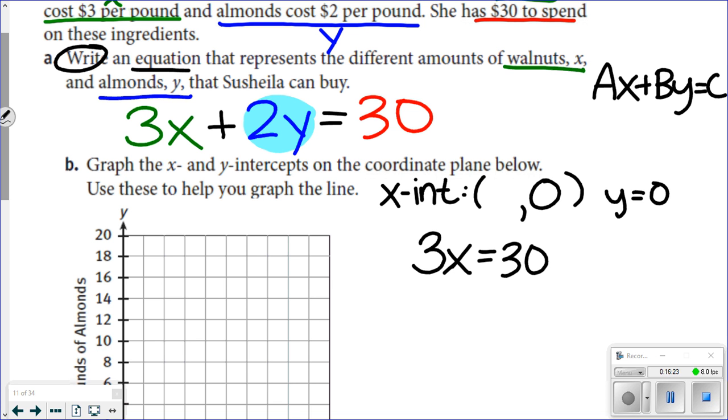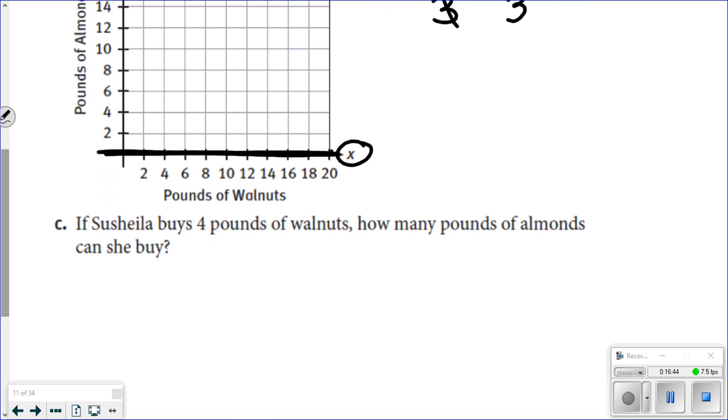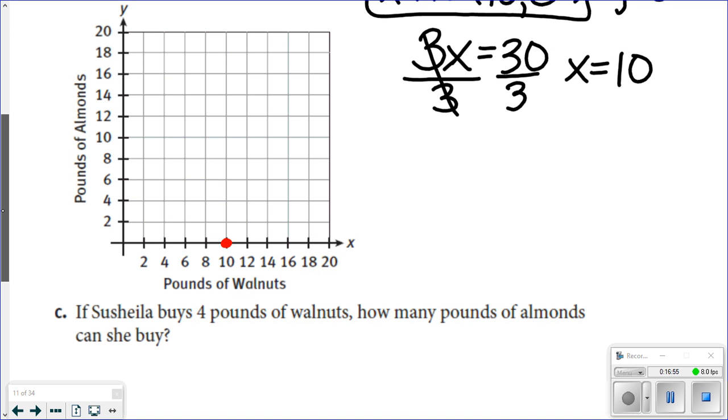Well, how do I solve for x? What would my x value be? Divide by 3. Y equals 0. X equals 10. So this is my x-intercept on my x-axis. So you can go ahead and plot that. Go over 10, up 0. So we're buying 10 pounds of walnuts and 0 pounds of almonds.